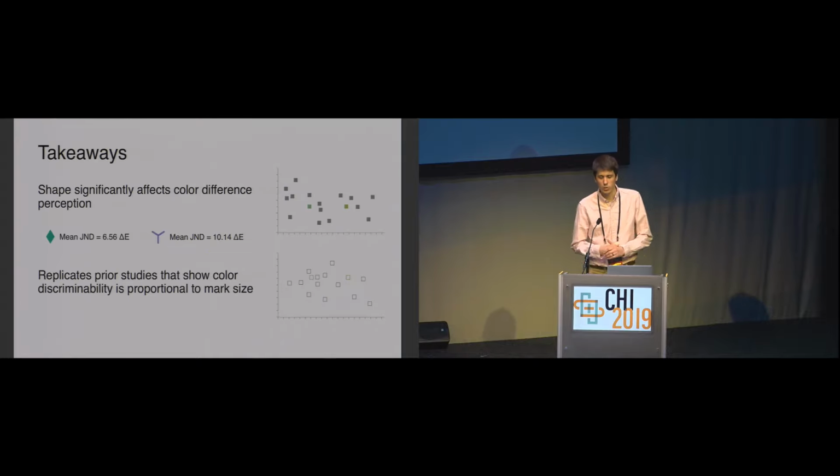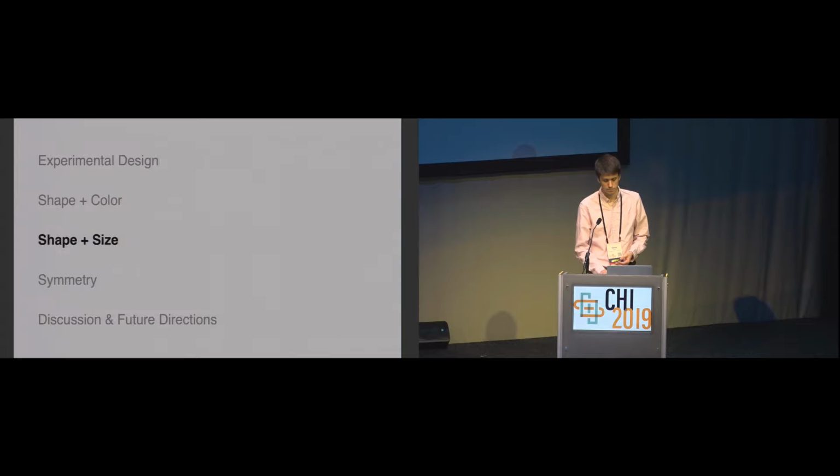So the primary takeaways from this first experiment are that shape does significantly affect color difference perception, where, for example, the filled diamond had a mean JND of about 6.5, while the Y crossing had one of over 10, which is a substantial difference. And also, this experiment replicates results from prior studies that show that color discriminability is proportional to mark size.